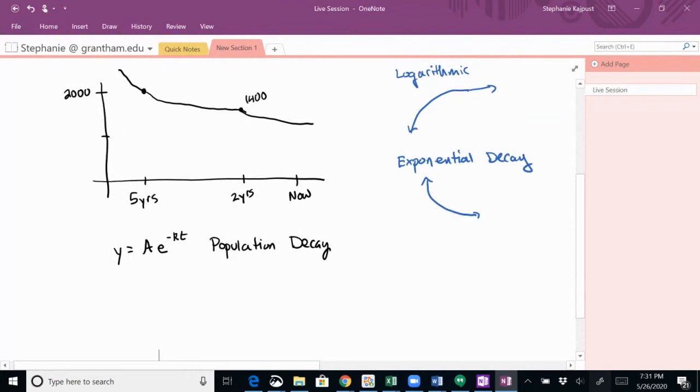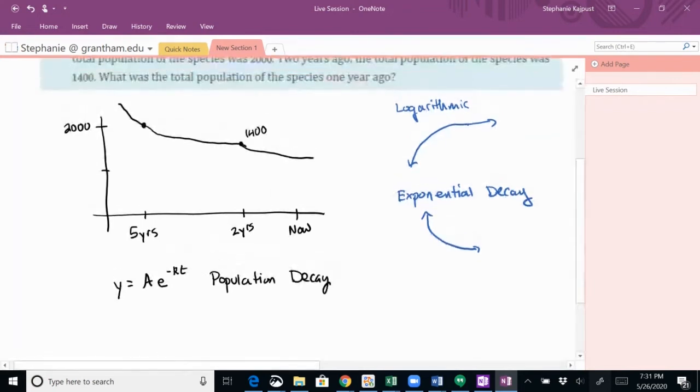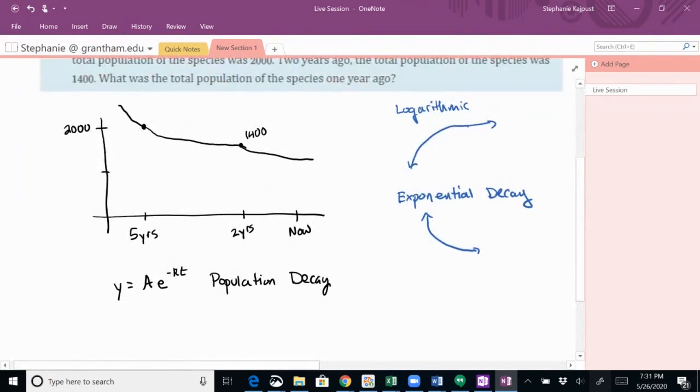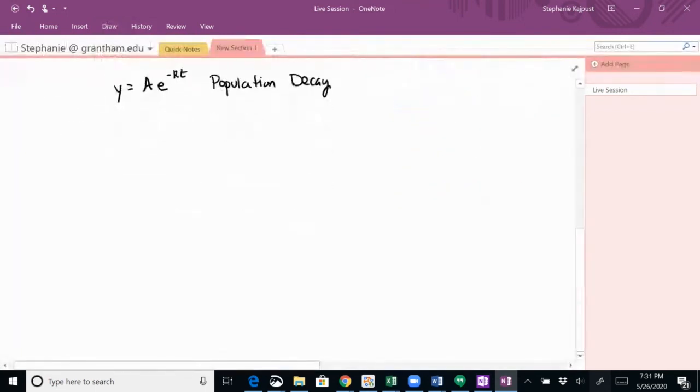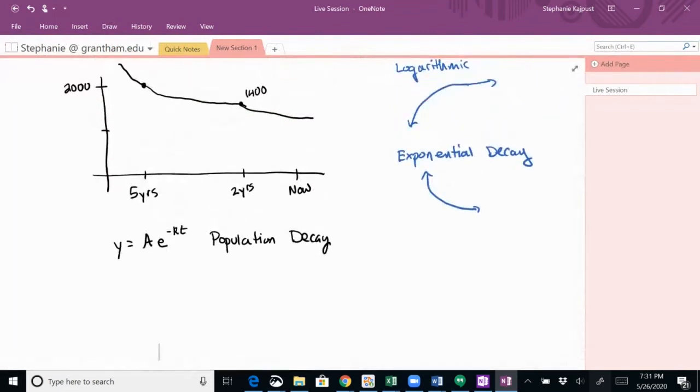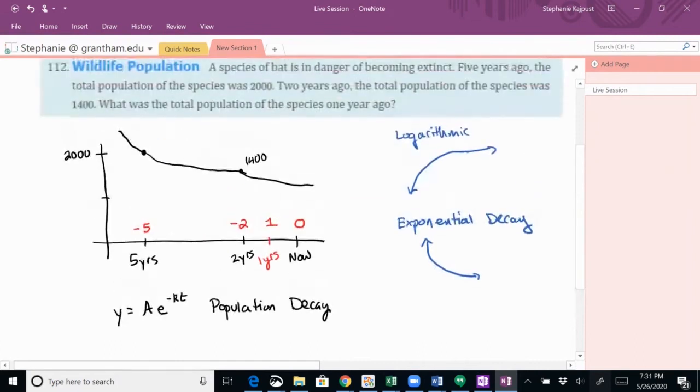Next we're going to use our ordered pairs, or we need to find our ordered pairs, and we have to decide how we are going to label our X values, because they've given us now, 2 years ago and 5 years ago. So we have a choice. We can make 5 years ago be -5 on the X if we wanted to, and then we could have 2 years ago as -2. We can set now as 0, and then we can set 1 as 1 year ago, which is what the question is actually asking about. It says, what is the total population of species 1 year ago?